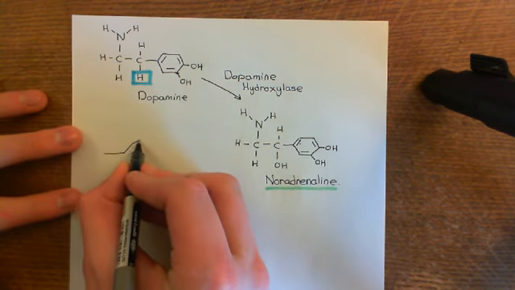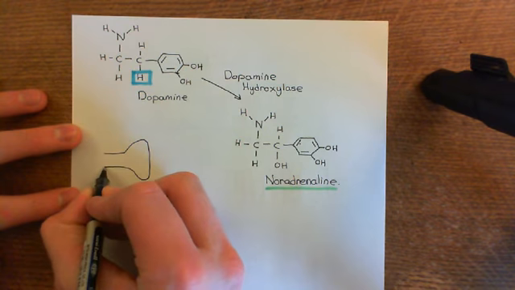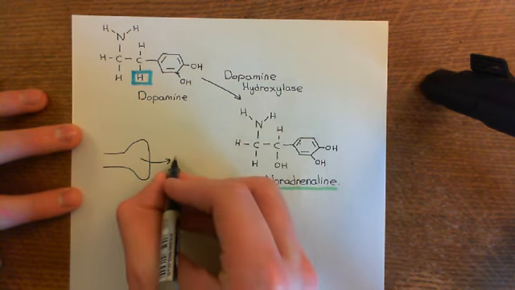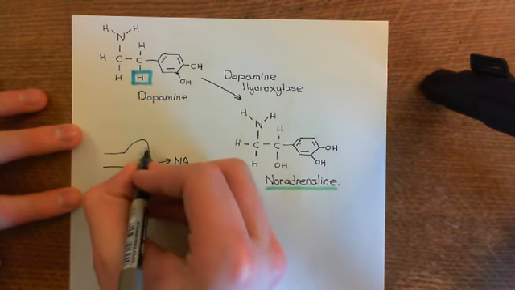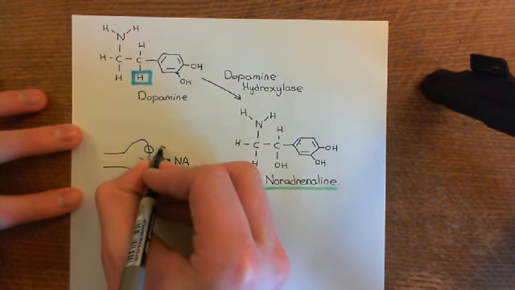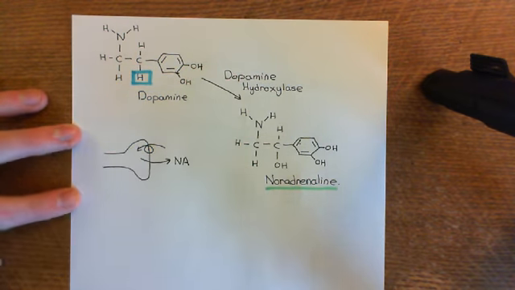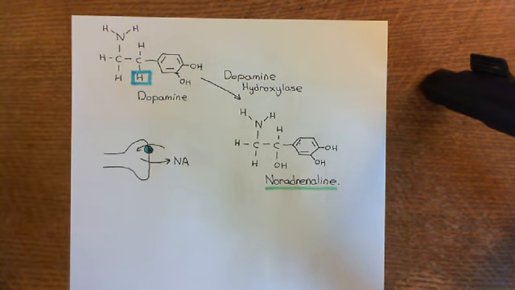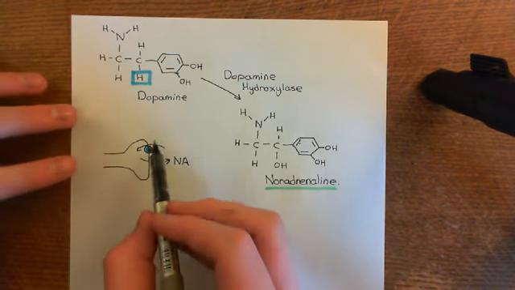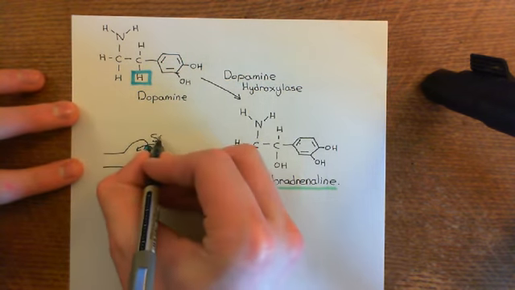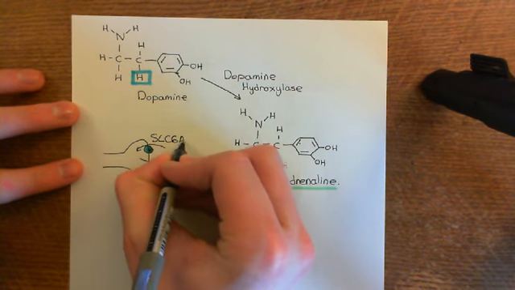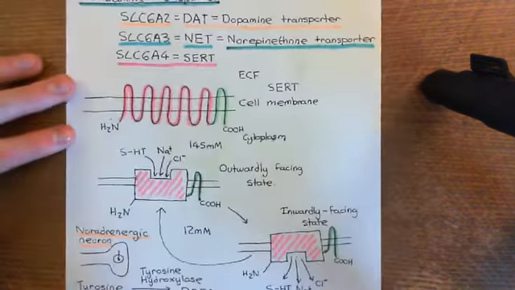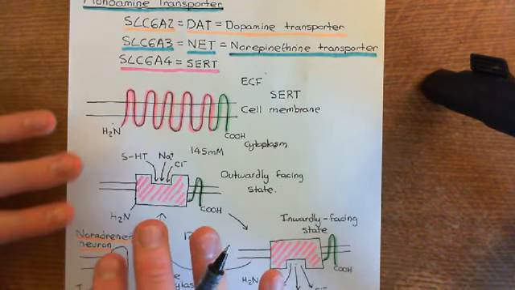Now, if we draw our axon terminal here, the noradrenaline will be released from the axon terminal when the action potential arrives, and it will go into the extracellular fluid. Then it's going to be reuptaken from the extracellular fluid into the cytoplasm by the norepinephrine transporter. The norepinephrine transporter is very similar to the serotonin reuptake transporter. Once again, it is the SLC6A3 protein. Its structure is exactly the same as the serotonin reuptake transporter, so it too looks exactly like this.